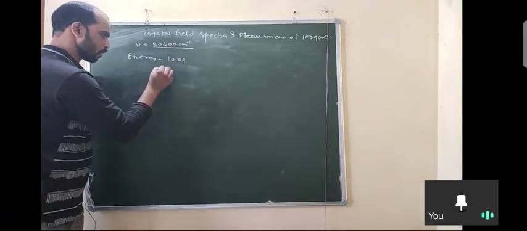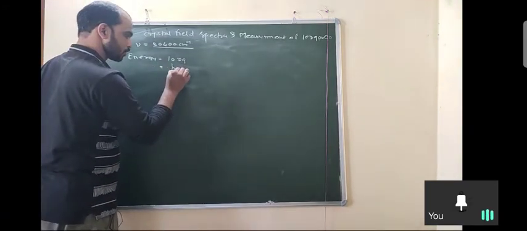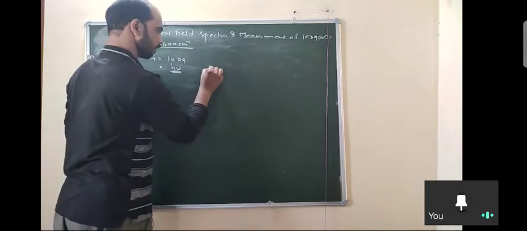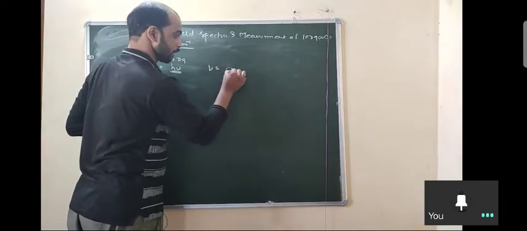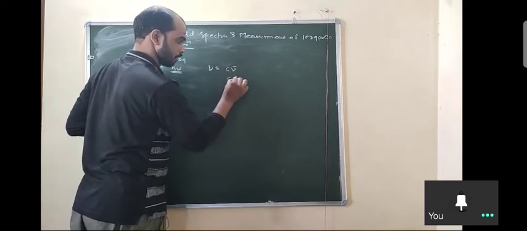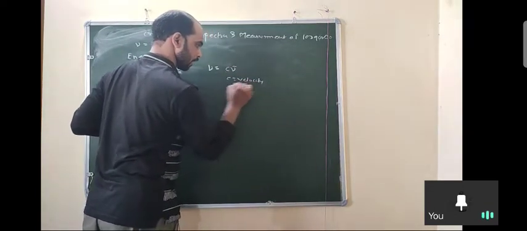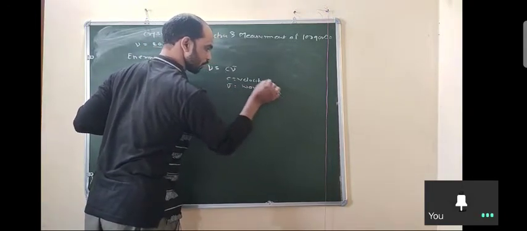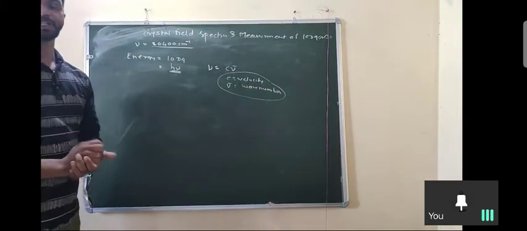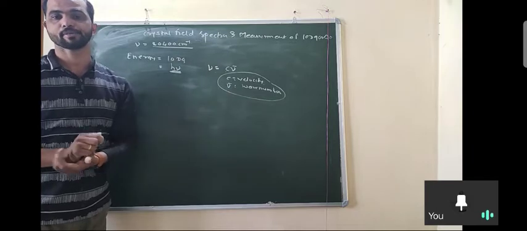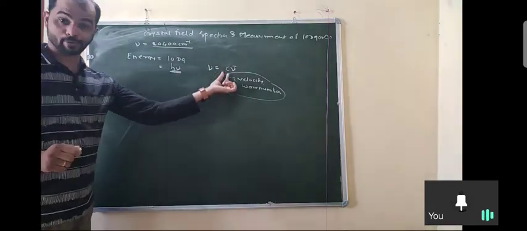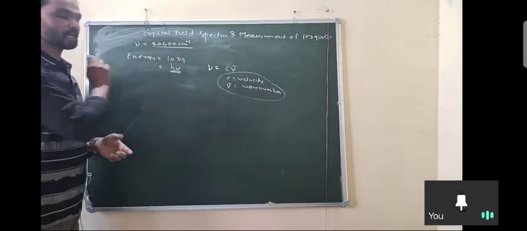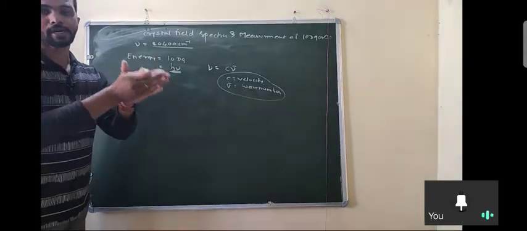And you know what is the energy? Energy is equal to h nu. h is the Planck constant, nu is the frequency, and nu is equal to c nu bar, where c is the velocity of light and nu bar is the wave number. So using the velocity of light and the wave number, that is the absorption frequency, which is given, we can calculate the frequency. If we calculate the frequency, we have the Planck constant, and using this we can calculate the energy.